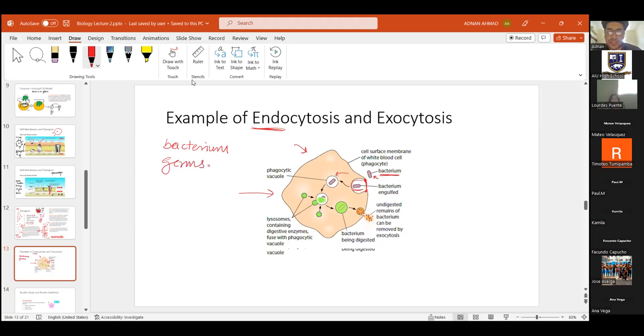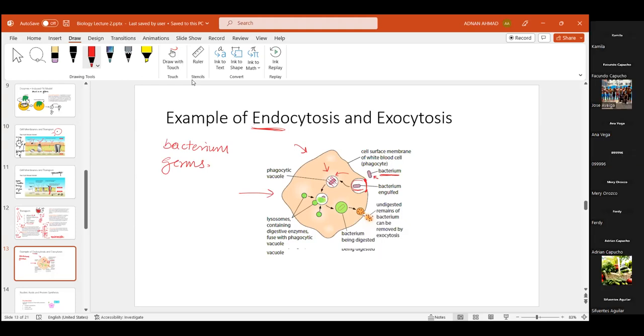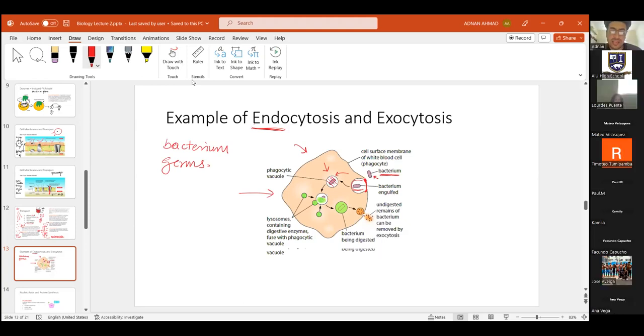So this bacterium is broken down. This cell breaks down the bacterium, which was trying to make us sick. And now the waste is trying to get out of the cell. So again, the cell membrane will have a small opening, and the waste will leave the cell. Is it clear? And this process will be called exocytosis.